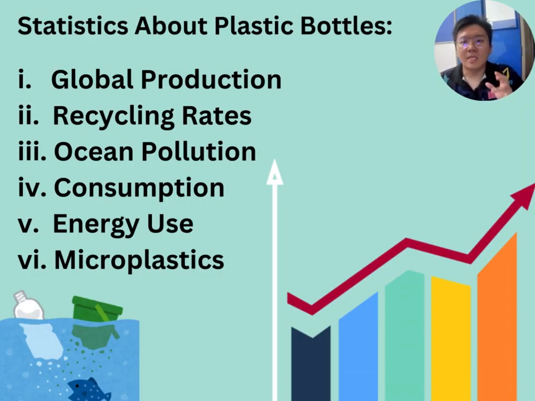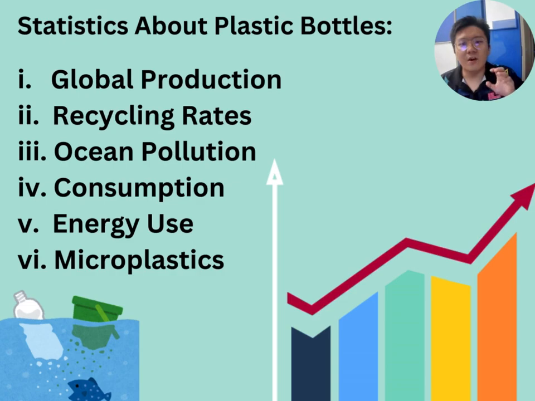Let me talk about the statistics of plastic bottles. The first one is global production. Over 500 billion plastic bottles are produced annually. This is roughly 1 million bottles per minute. And the next one is recycling rate.